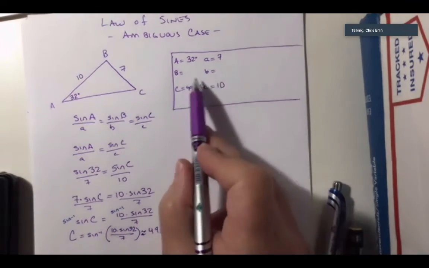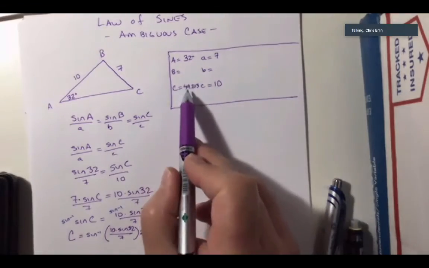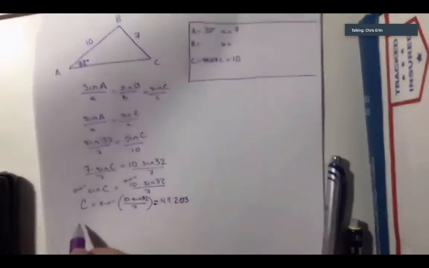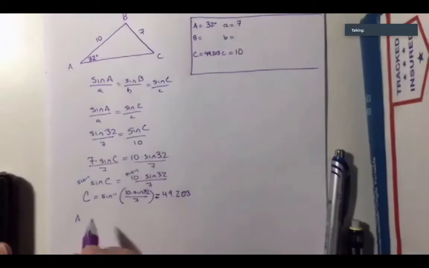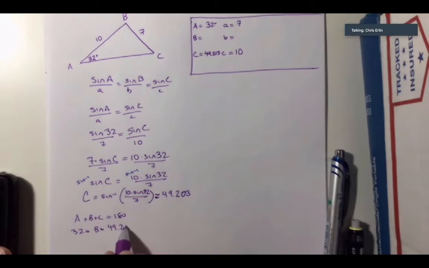Now, how do I get to B here? Well, I've got two of the angles, so I should be able to find the third. I know that A plus B plus C is equal to 180. So 32 plus B plus 49.203 equals 180. So 81.203 plus B is equal to 180. So B is equal to, let's make sure I don't make a mistake, 98.797.